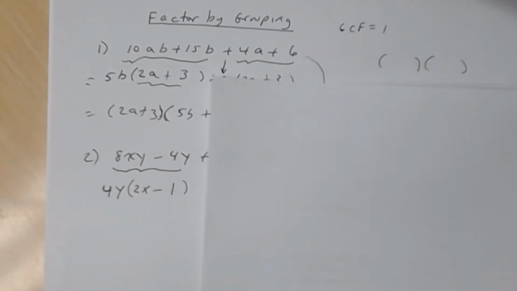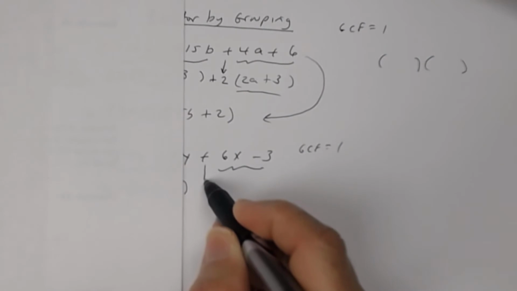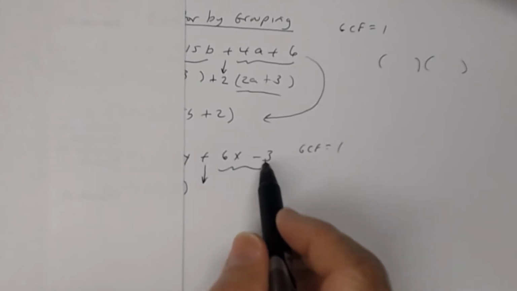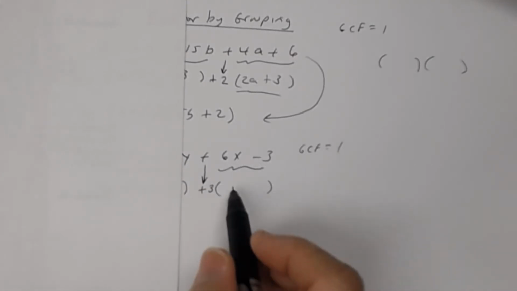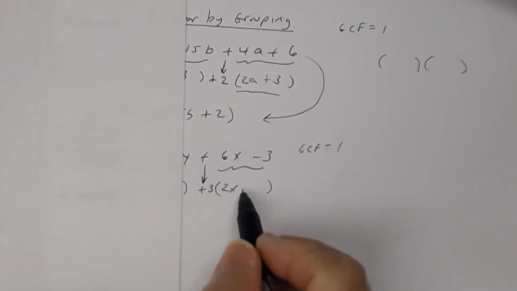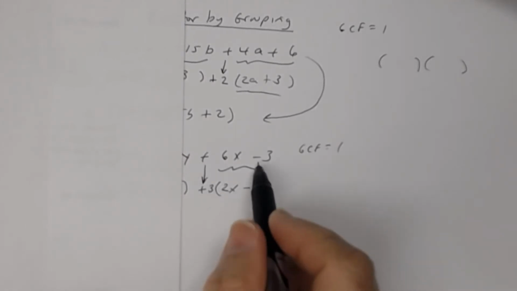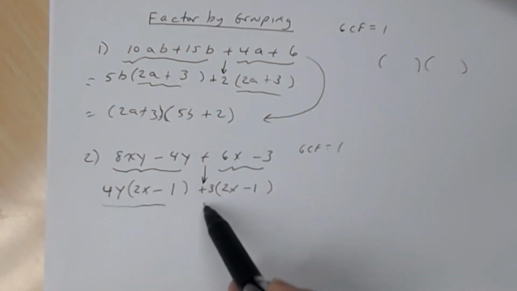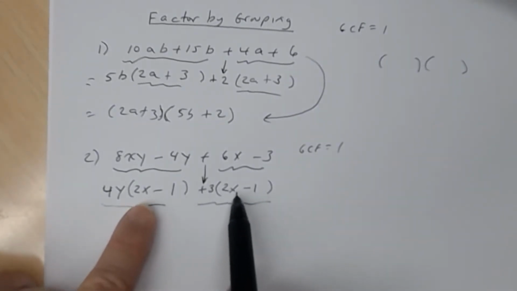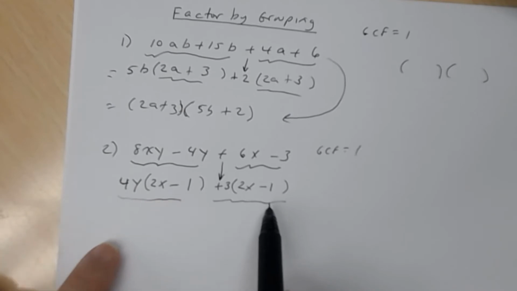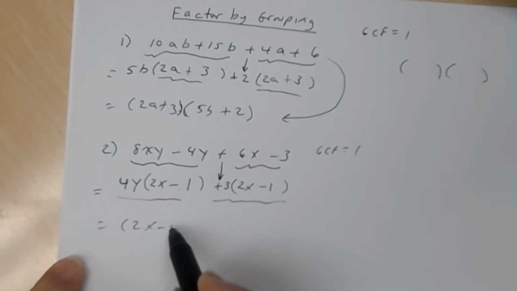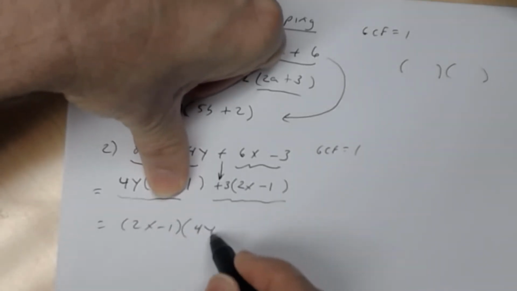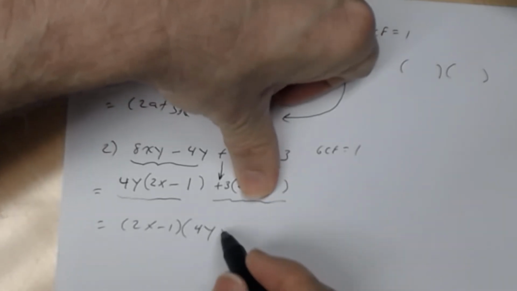Okay, now let's go to the next one. Remember, you've got to factor out that positive sign right here. So if we look at these 2 terms, I'm going to factor out a positive 3. When I factor out a positive 3, 3 times 2x is 6x, and 3 times a negative 1 is a negative 3. Now, notice that these 2 groups both have 2x minus 1 as a common factor. So now you just factor that out, 2x minus 1. When I factor out 2x minus 1 and cover it up, you have 4y, and I get a plus 3.